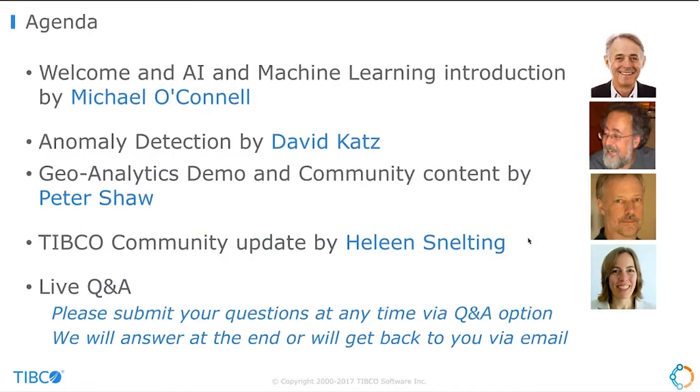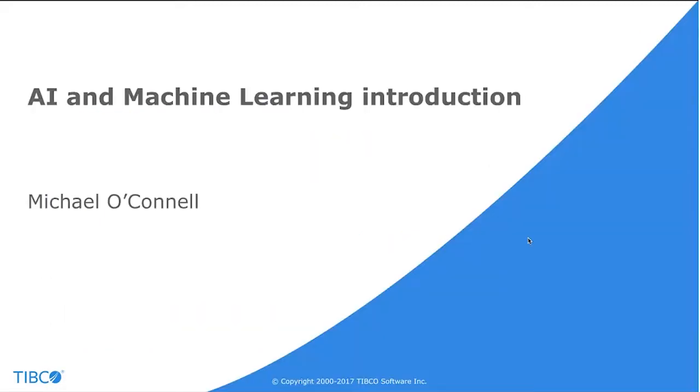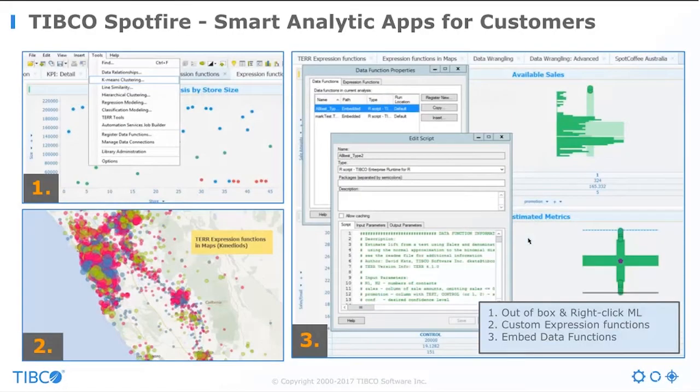So I'm going to kick off with a little bit of an introduction to machine learning in Spotfire, and then we're going to have an example of machine learning from David, one of the data scientists, around the use case of anomaly detection. And then Peter's going to give an update on our Geo-Analytics work, demonstration and new community content, and Helene's going to wrap up with an update on the community. You can submit Q&A at any time through the Q&A option, and we'll either answer it in context or via email.